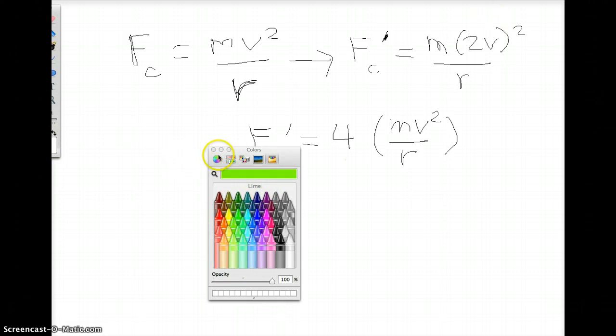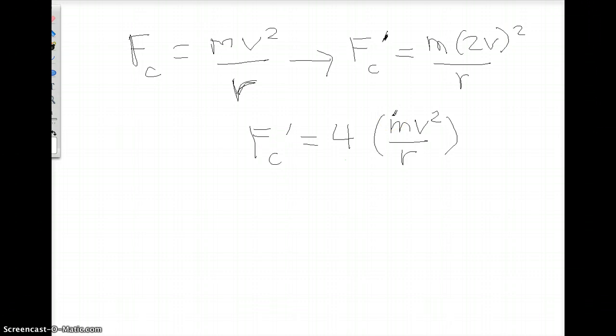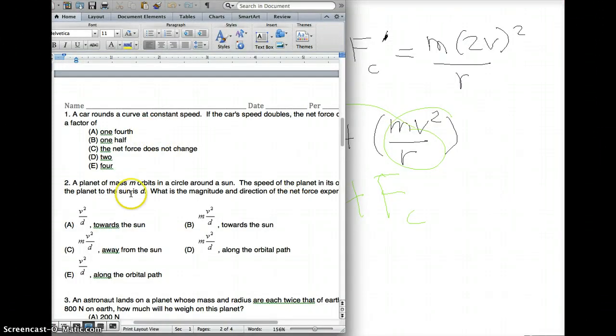We choose a different color to highlight that. This is just the same thing as this. So this new centripetal force is 4 times the original one. And so the correct answer, going back to here, is the net force changes by a factor of 4.